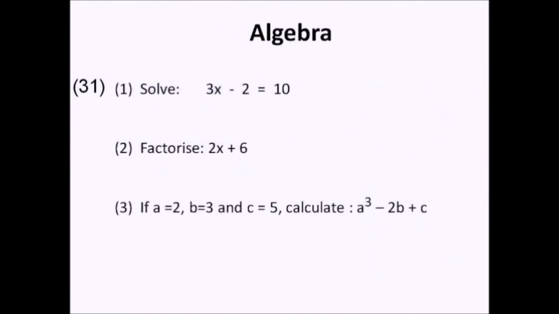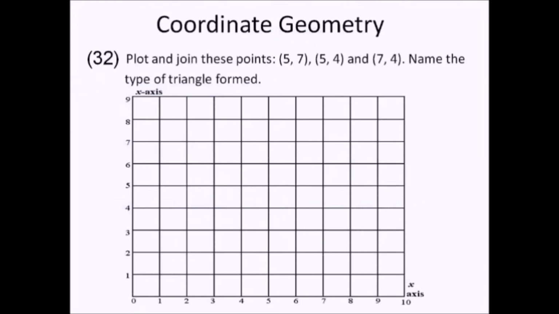Here we go. 31, algebra. 1, solve 3x minus 2 is 10. 2, factorize 2x plus 6. And 3, if a is 2, b is 3, and c is 5, calculate a cubed minus 2b plus c. So just stick your numbers in and work it. Do it quickly. Number 1, solve, 2 steps. Number 2, factorize. And number 3, you have to calculate it, putting your values into that expression.